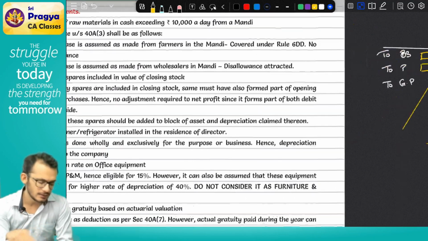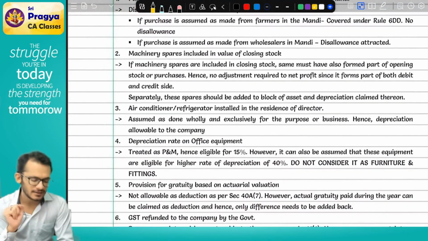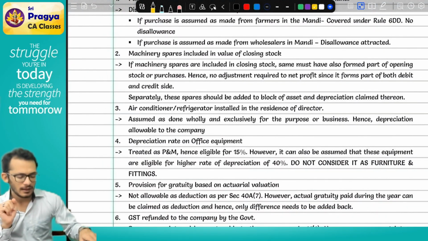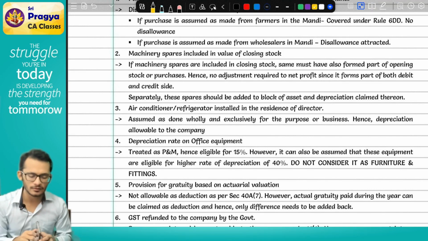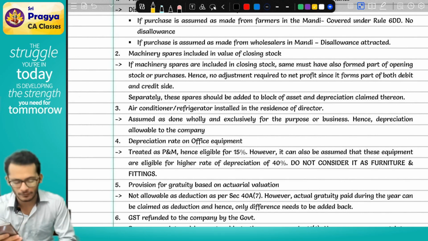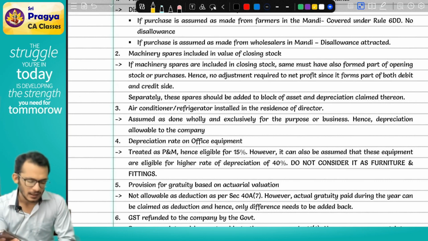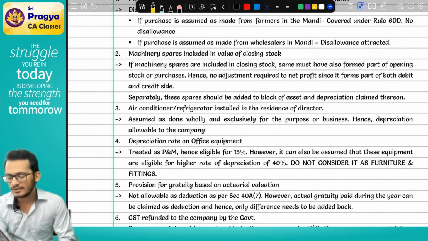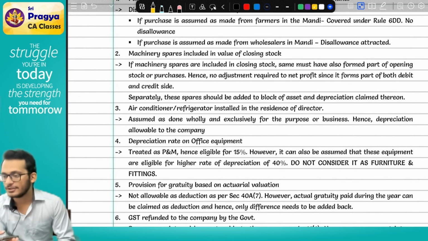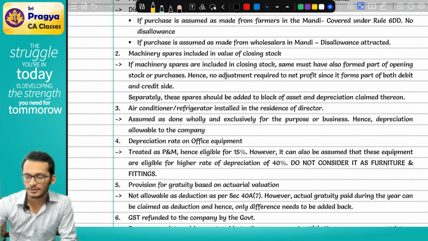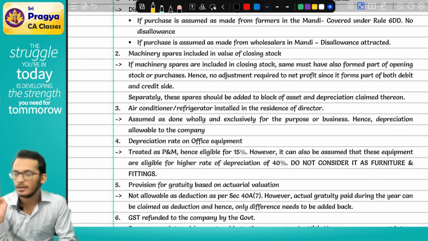Yes, read the adjustment. I'm saying machinery spares included in closing stock. If the machinery spares are included in closing stock, same must have also formed part of your opening stock or purchases. Hence, there is no requirement of adjustment in net profit since it is there in both debit and credit side. However, these should be charged off for depreciation. Yes or no? Careful. Yes.